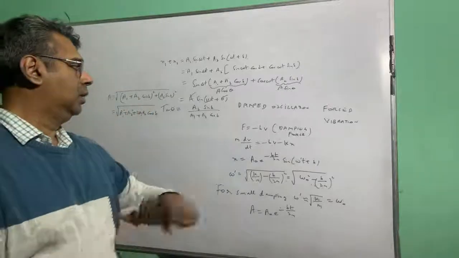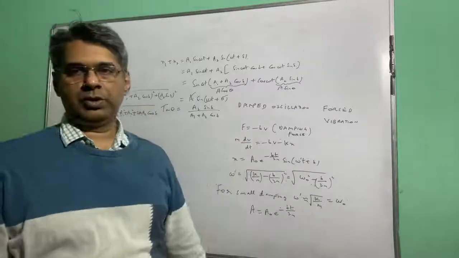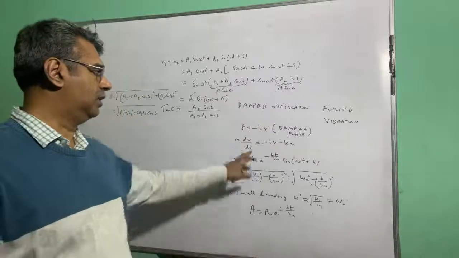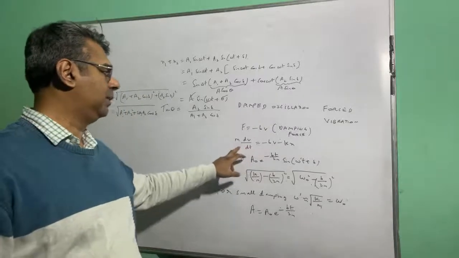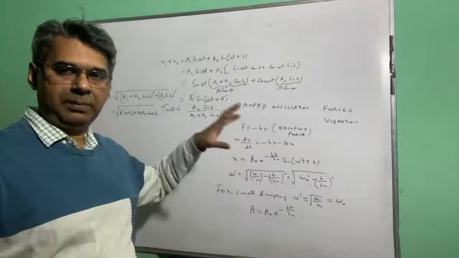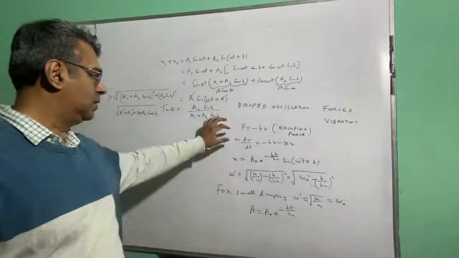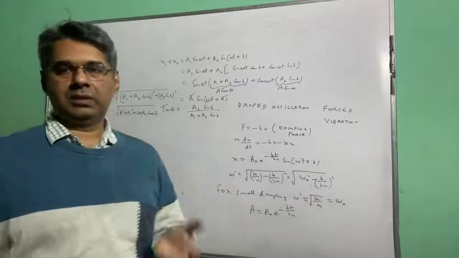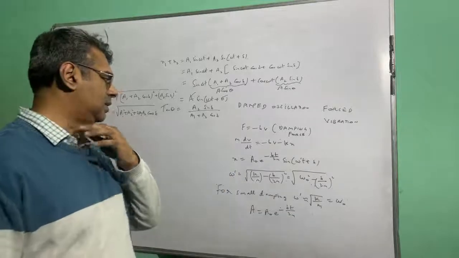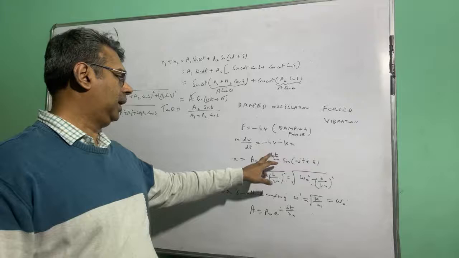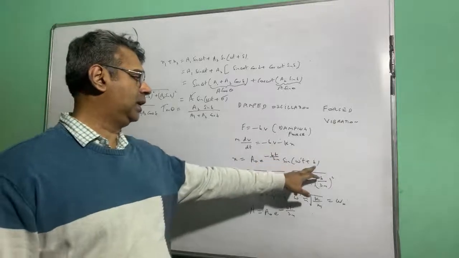The damping force is proportional to velocity and oppositely directed, so F is minus bv. Due to the damping force, the resultant force equation of the particle is m dv by dt is minus bv minus kx. The solution of this involves a lot of advanced calculus. The answer is a0 e to the power minus bt by 2m sine omega dash t plus delta.